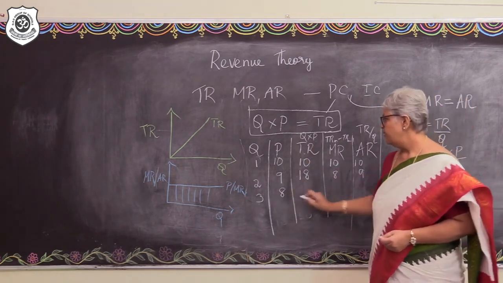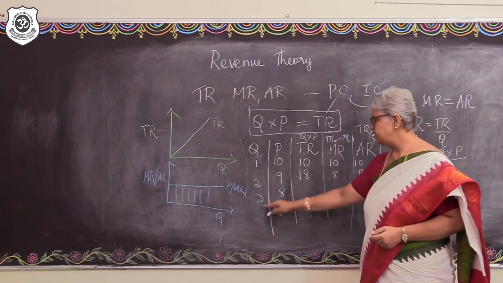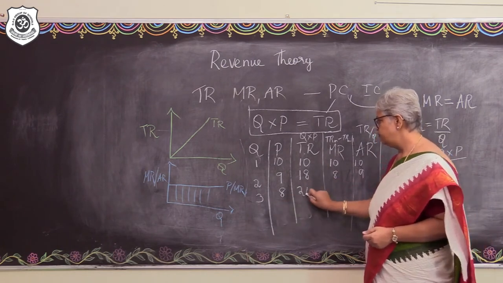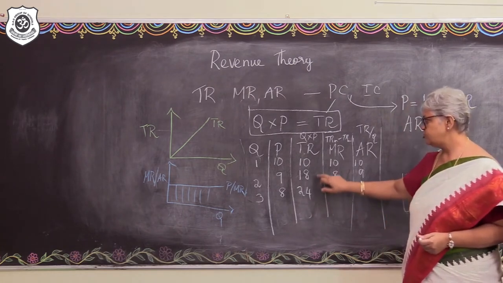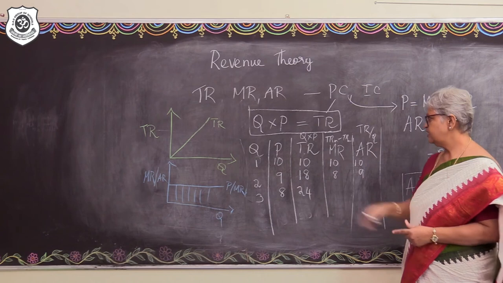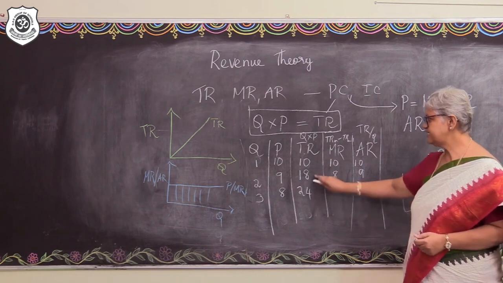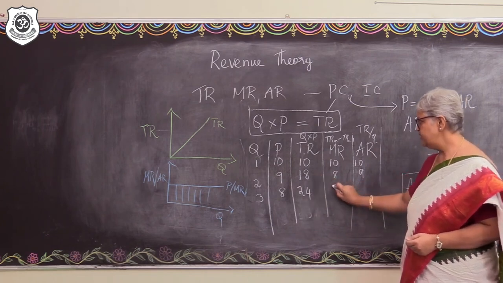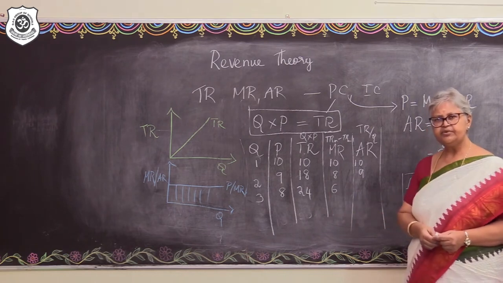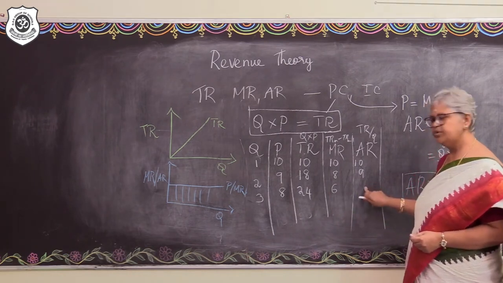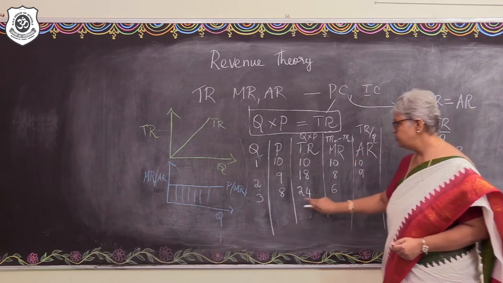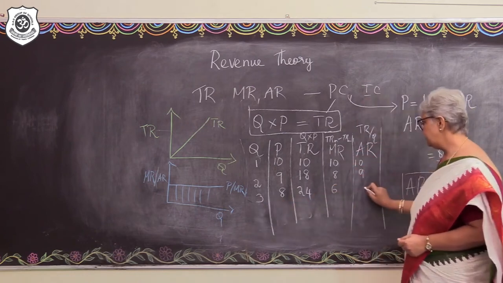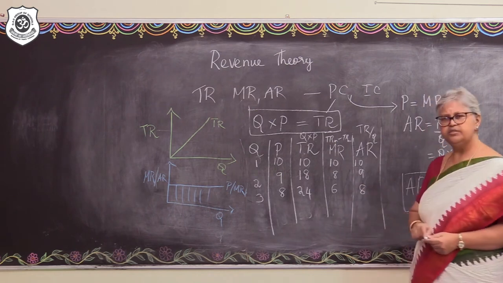Right? So, what is the total revenue going to be? 8 into 3, that's going to be 24. Okay. Now, what is going to be the change? The change in this total revenue is 24 minus 18. So, that's going to be 6. Right? Yeah. And what about the average revenue? Average revenue will be the total revenue by Q. So, 24 by 3. And that is going to be 8.